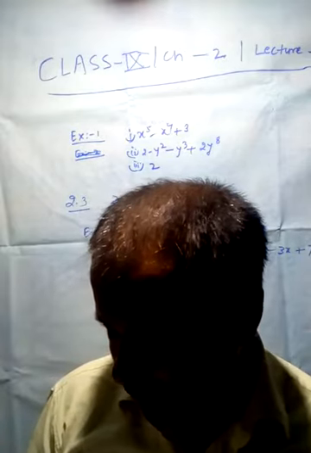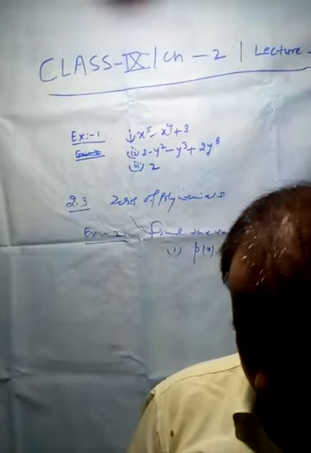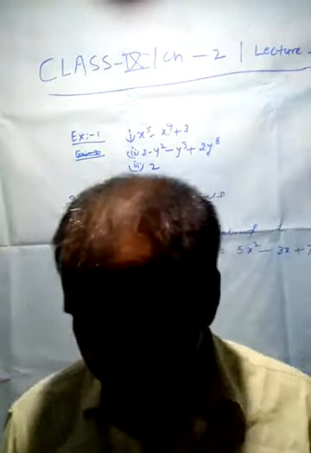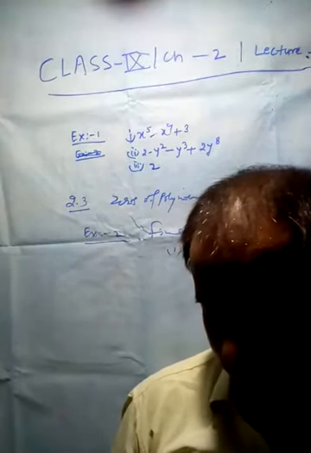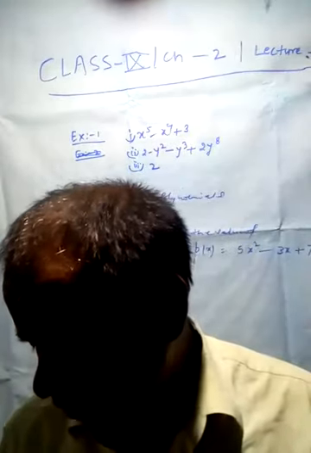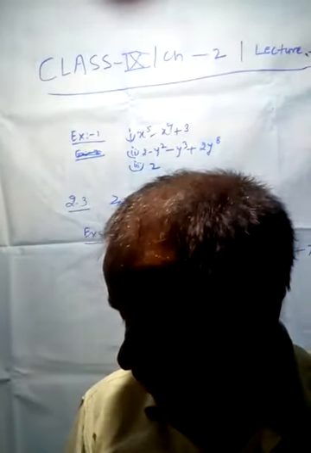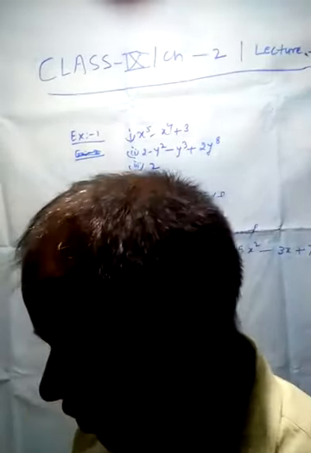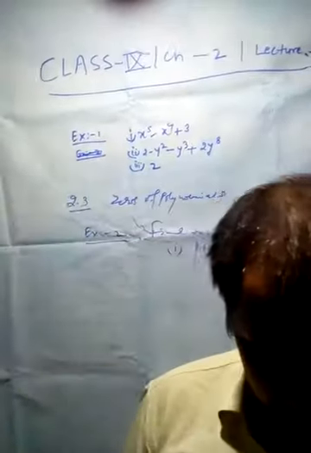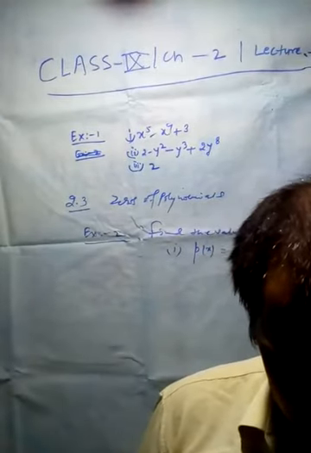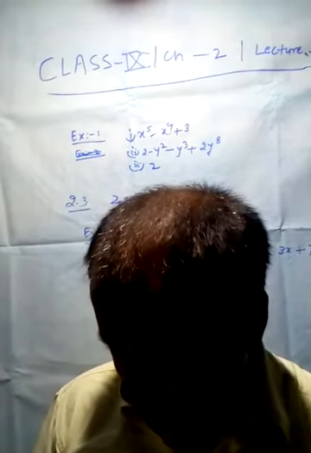If you list a few more quadratic polynomials, you will find that any quadratic polynomial in x is of the form ax square plus bx plus c, where a is not equal to 0 and a, b, c are constants. Similarly, quadratic polynomials in y will be of the form ay square plus by plus c, provided a is not equal to 0 and a, b, c are constants. We call a polynomial of degree 3 a cubic polynomial.